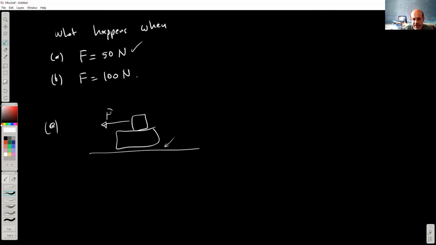And so F is the force. 50 Newton is the force. And the question is whether the upper blocks start sliding or not over the lower block, right? Does, let's say, do the blocks start sliding or not? I mean, that's the question that we would like to answer.